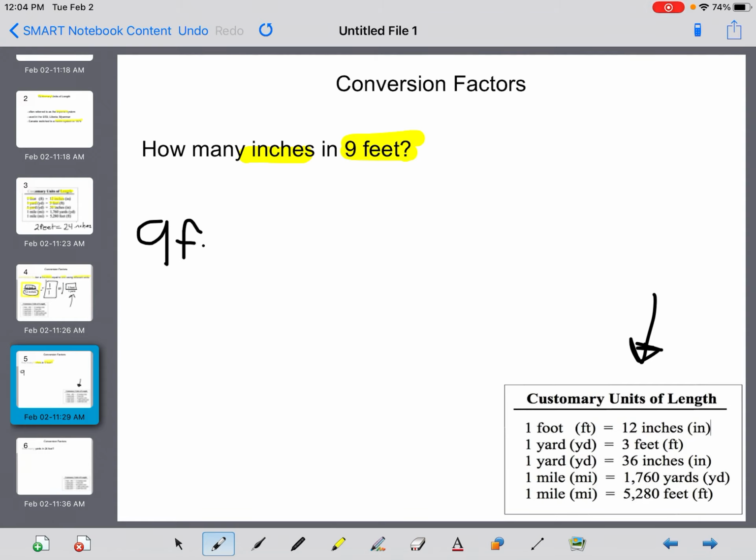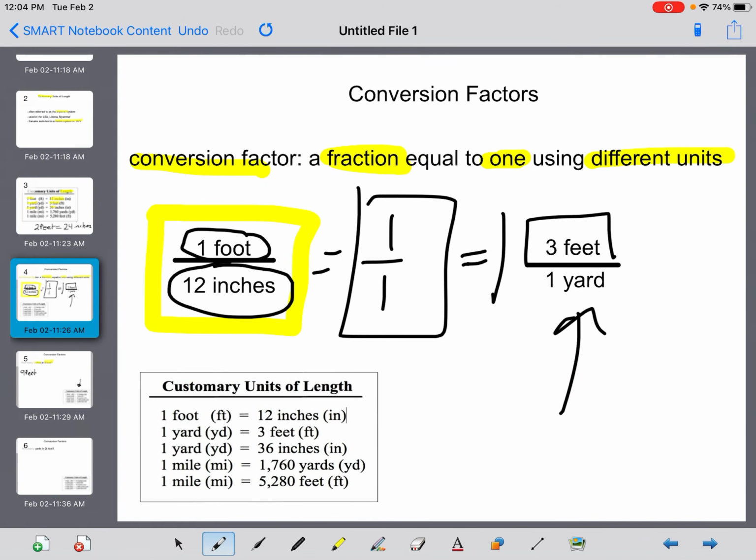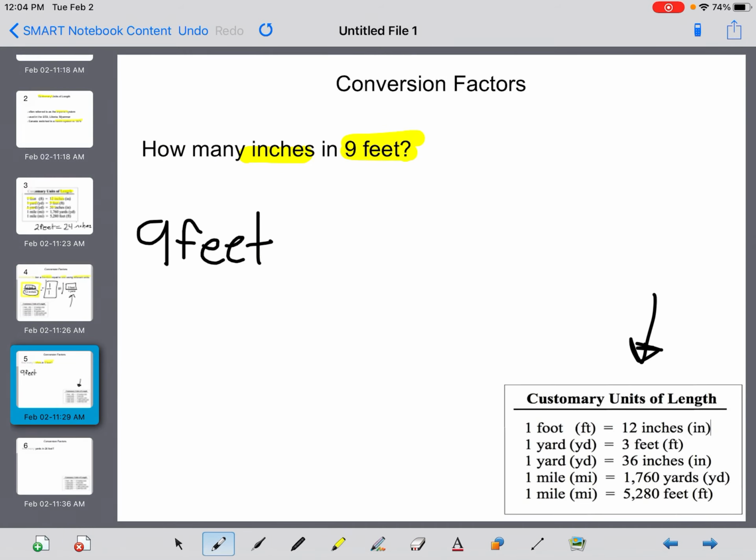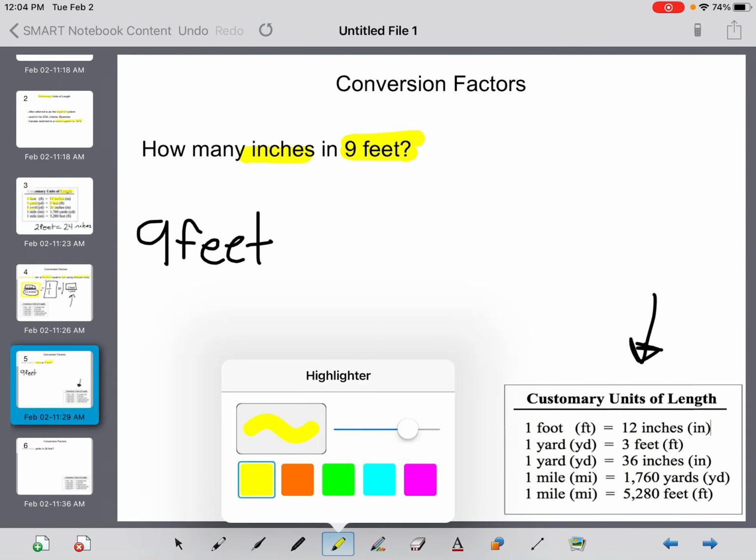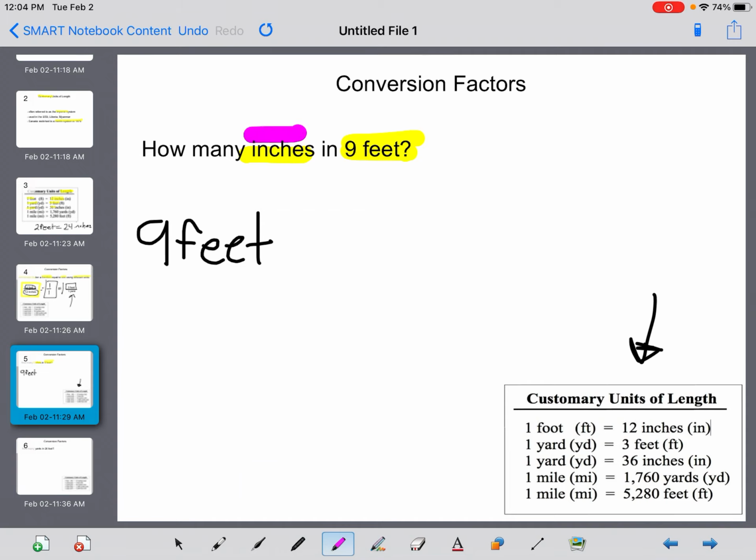So I'm asking myself how many inches in 9 feet. What I'm always going to do for the next few lessons, grade 7, is I'm going to start with what I know. I know I have 9 feet. And what I want to do is I want to multiply that by a conversion factor. Remember, a conversion factor is a fraction equal to 1 and has different units. Now, what units do I want to use? Well, if I take a look at my question, I want to know how to go from feet to inches.